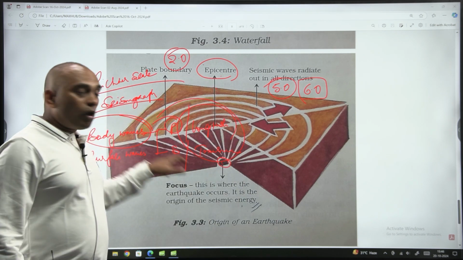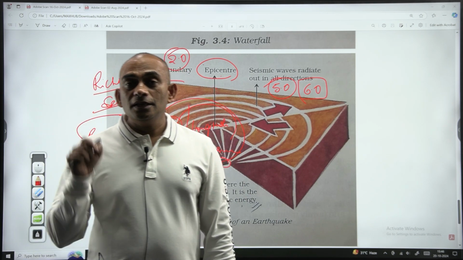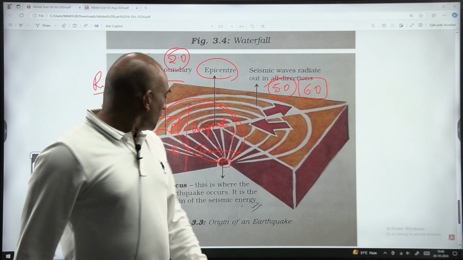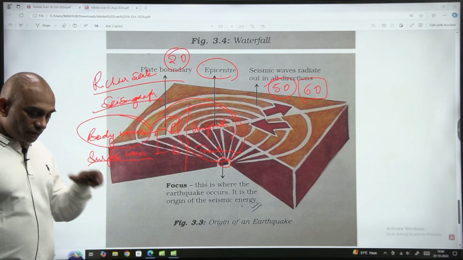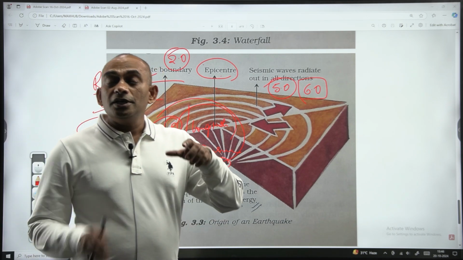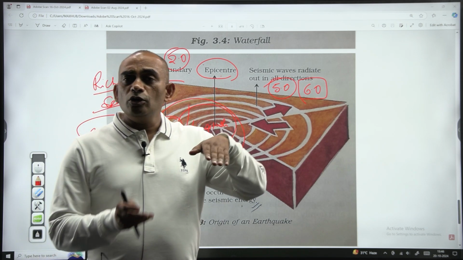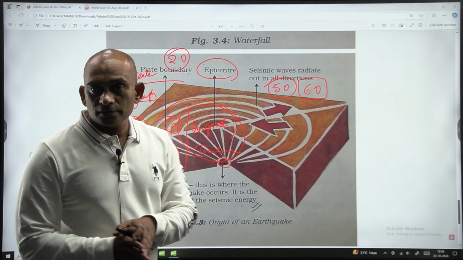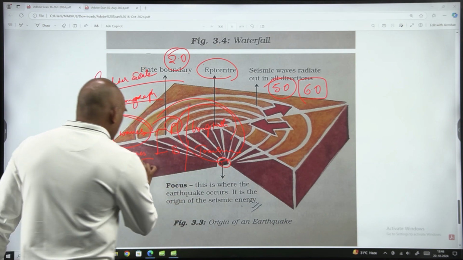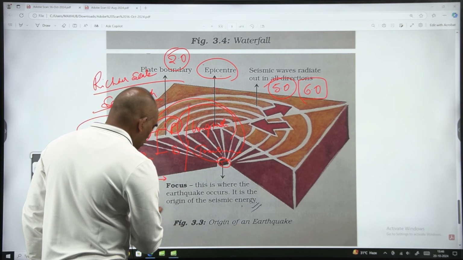So these body waves travel in the interior of the earth. And what about surface waves? Surface waves travel near the surface of the earth. That means just 1 or 2 kilometers below the surface.